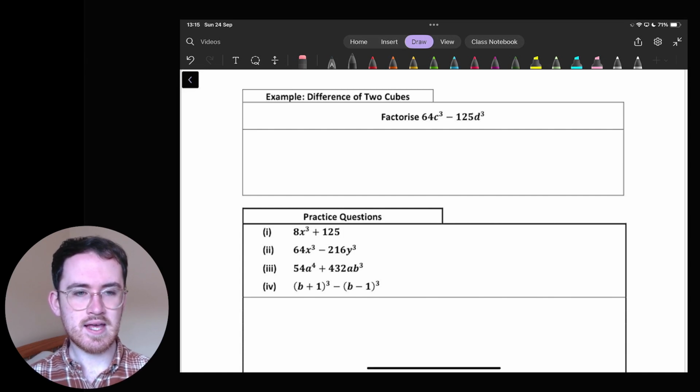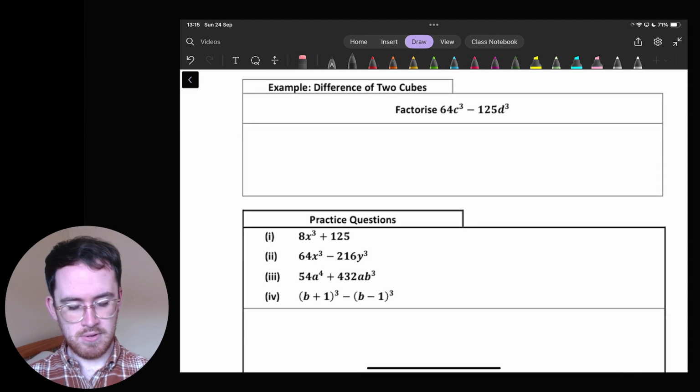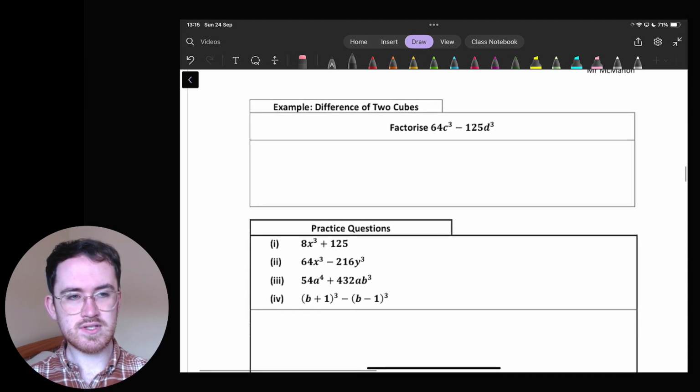So we'll go through this example, and then if you want, you can pause and do the practice questions yourself and then come back and check afterwards, just to make sure you're on the right lines. But let's just look at this first one. So 64c cubed minus 125d cubed.